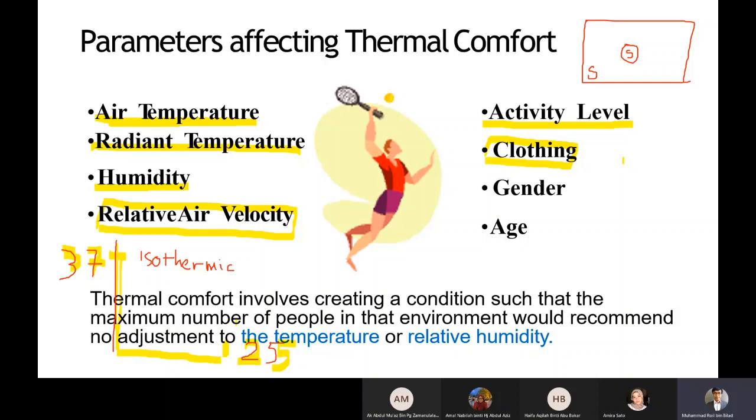Gender: men produce more energy. This is not racist. I keep thinking about this one. I think it's related to the muscle density.